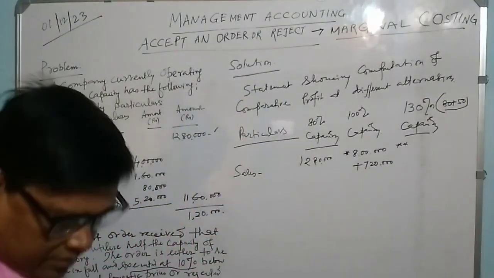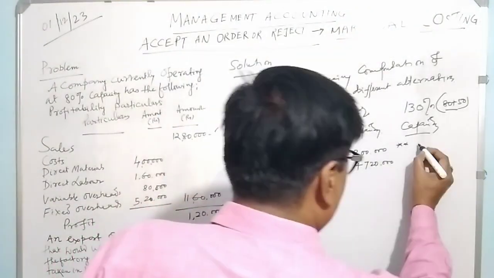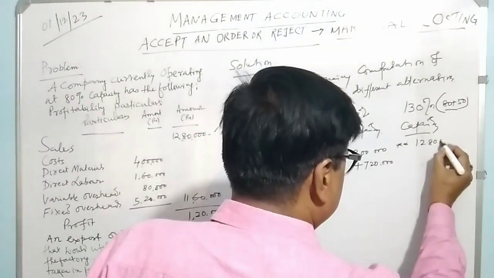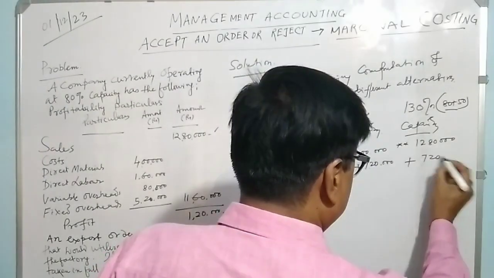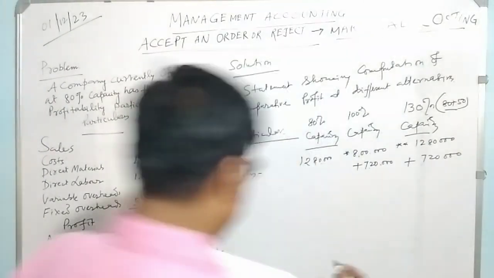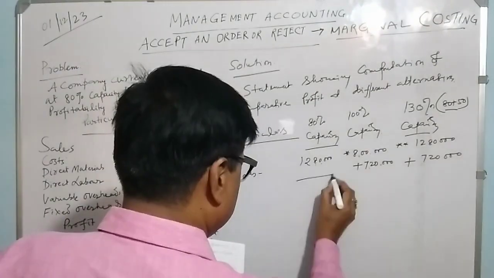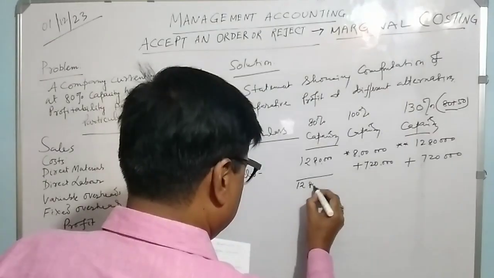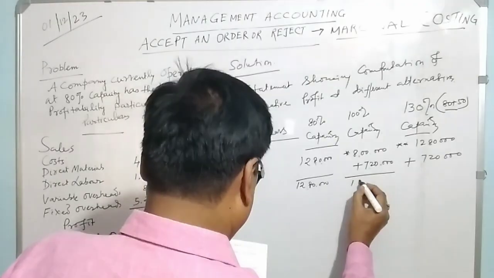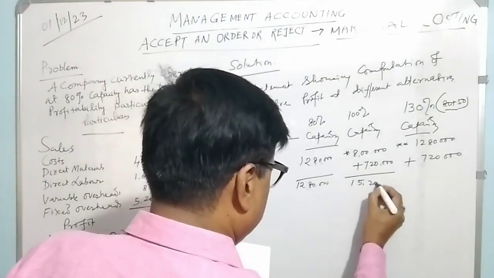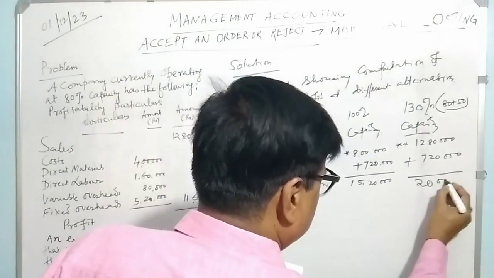You see, in these cases this figure will come 12,80,000 plus 7,20,000. Right? So this is your sales. So that means the sales figures come: 12,80,000, 15,20,000, 20 lakhs.